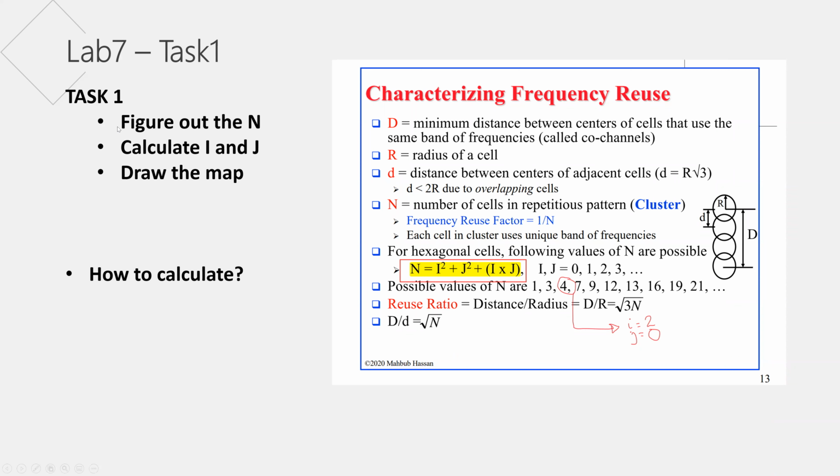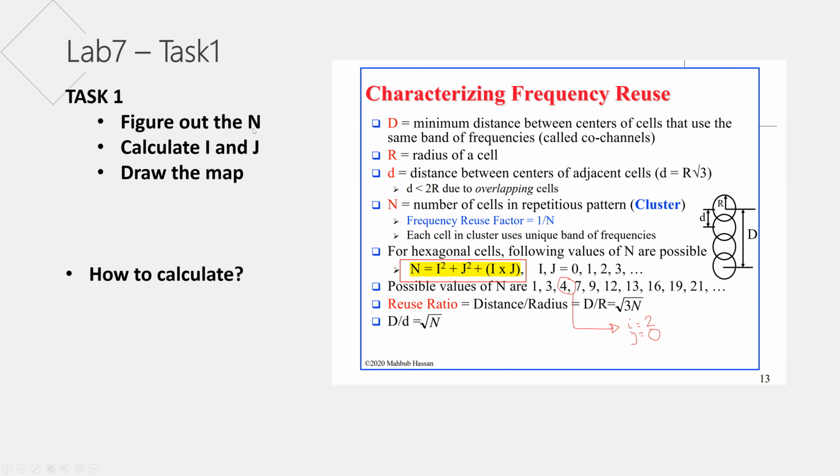So the basic idea for task 1 is to figure out the N value first, and then calculate I and J based on this equation, and draw the maps. Do you have any questions related to this? Maybe I can do the first one to show you how I do it.